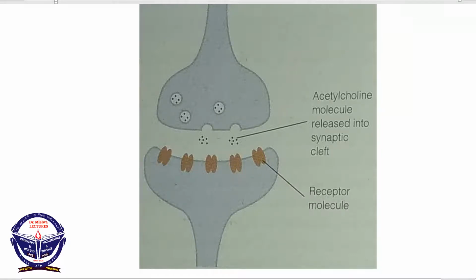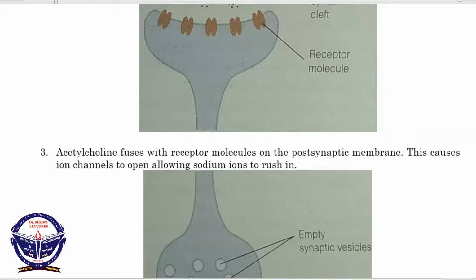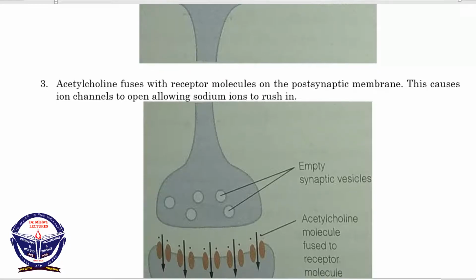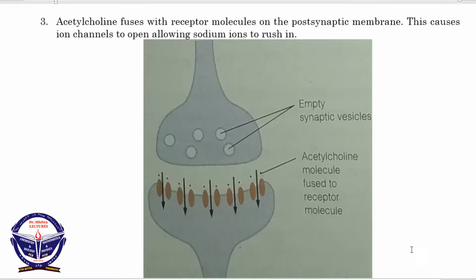So in the third step, the acetylcholine will diffuse across the synaptic cleft, and then will bind to the receptor molecules. Acetylcholine binds with the receptor molecules on the postsynaptic membrane. This causes ion channels to open, allowing sodium ions to rush in. What happens in the third stage is that the empty vesicles have already gone back into the cytoplasm of the synaptic knob. As you can see, the vesicles are now empty, and the acetylcholine molecules have been attached to the receptor molecule. So this is the receptor molecule, then you have the acetylcholine.